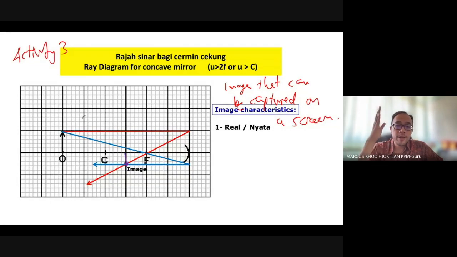Is this upright or, dia terbalik atau tidak terbalik? Of course, it's terbalik lah, kan? Dia menghala ke arah bawah. So if it's terbalik, we call it inverted. Okay.